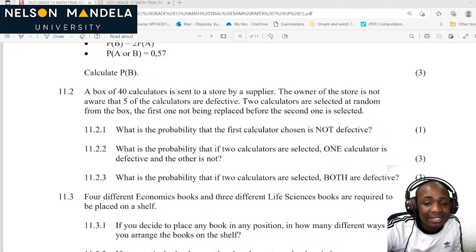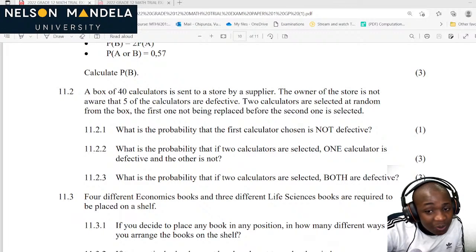They are properly set. What is the probability that if 2 calculators are selected, one calculator is defective and the other is not?